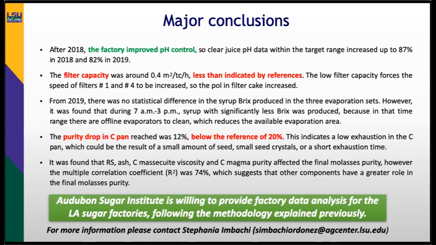It was found that reducing sugars, ash, C-massecuite viscosity, and C-magma purity affected the final molasses purity. However, the multiple correlation coefficient was 74%, which suggests that other components, it could be fructan, dextran, or different components, could have a greater role in the final molasses purity.